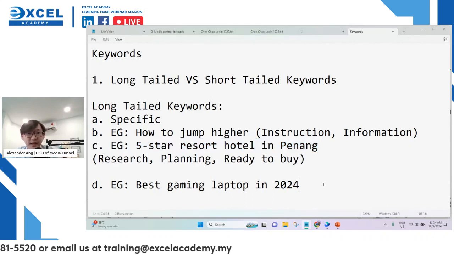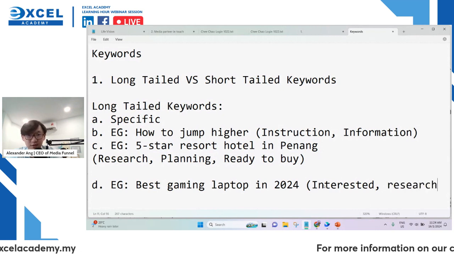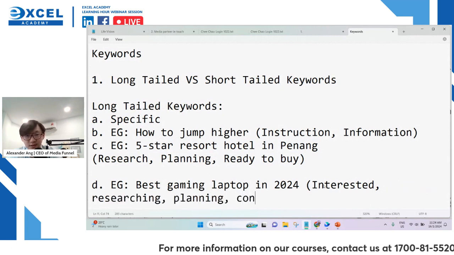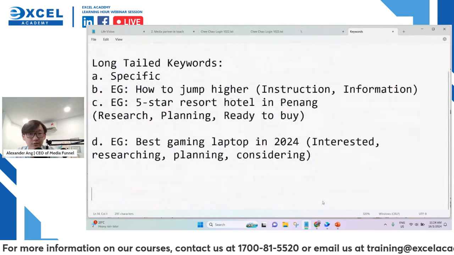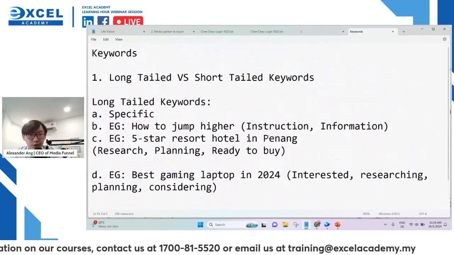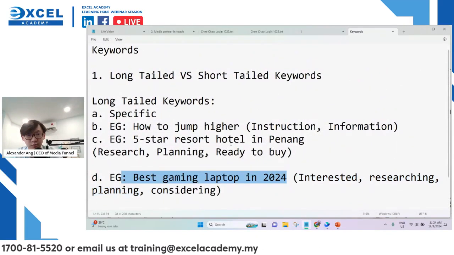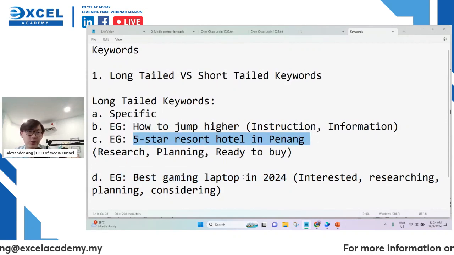And then what about this, "best gaming laptop"? Maybe they are interested, they are researching, they are planning, okay, they are considering. So this is the intent behind those keywords. And if you want to convert, have a higher conversion rate, usually this type of long tail keywords will give you better conversion rate, and these are more targeted traffic that you will attract.